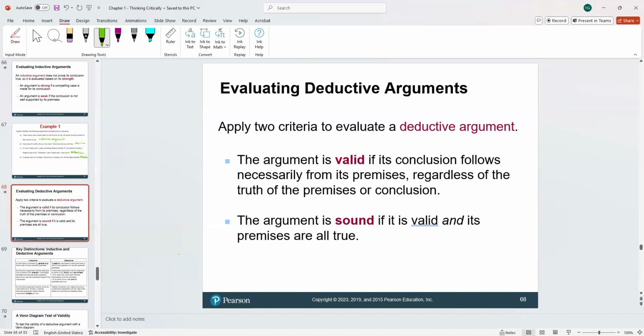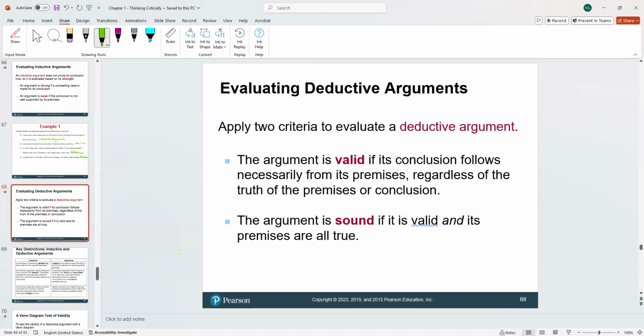Remember, I talked about: all politicians are married. Let's say Senator Jack Reed is a politician. Then Senator Jack Reed is married. So this argument is valid because the conclusion follows necessarily from the premises, but it's not sound because the first premise, all politicians are married, may be false.